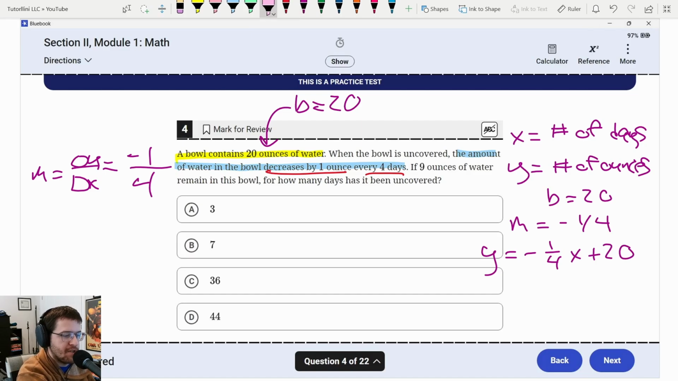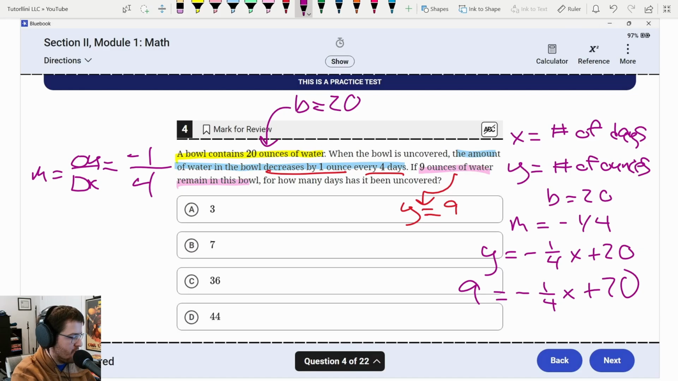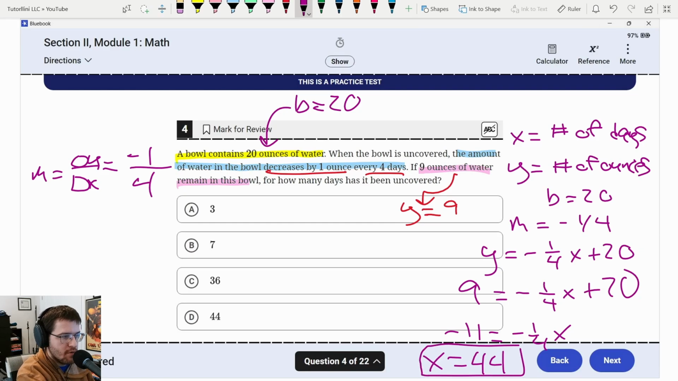Now let's see what the question is asking. It says 9 ounces of water. That sounds like a y value. I made y the ounces, so y equals 9. I'm going to make y equals 9 and then solve for x. So 9 equals -1/4 x plus 20. I'm going to subtract 20 from both sides. And I get -11 equals -1/4 x. And then I'll divide both sides by -1/4. And I get x equals 44, which gives us answer choice D.